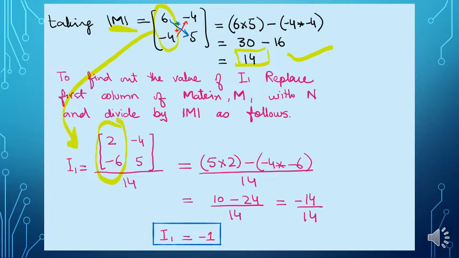And after solving this matrix, again we have to find the determinant, with the same multiplication and subtraction operations. We have finally concluded that the value for I1 is minus 1 milliamperes, right?